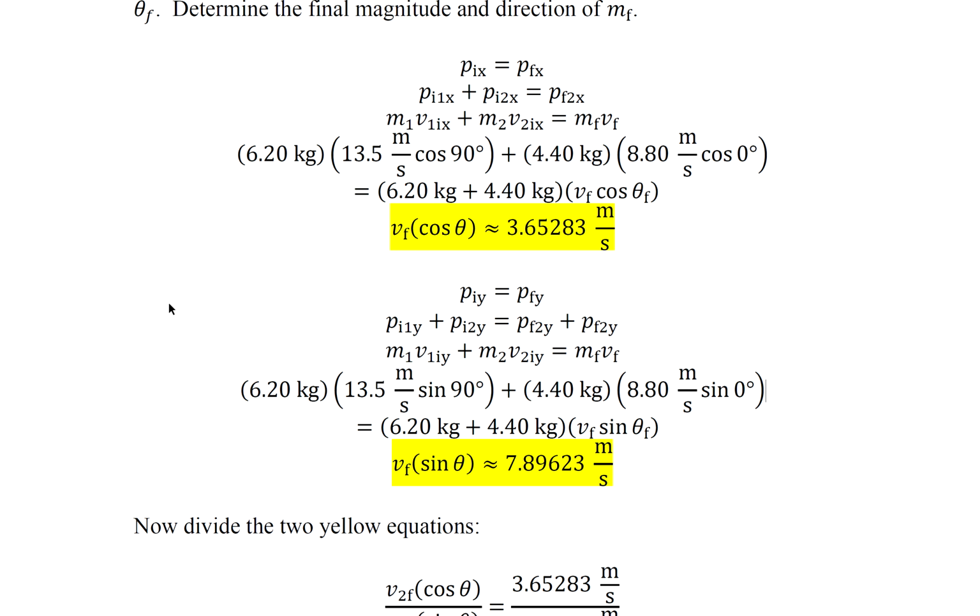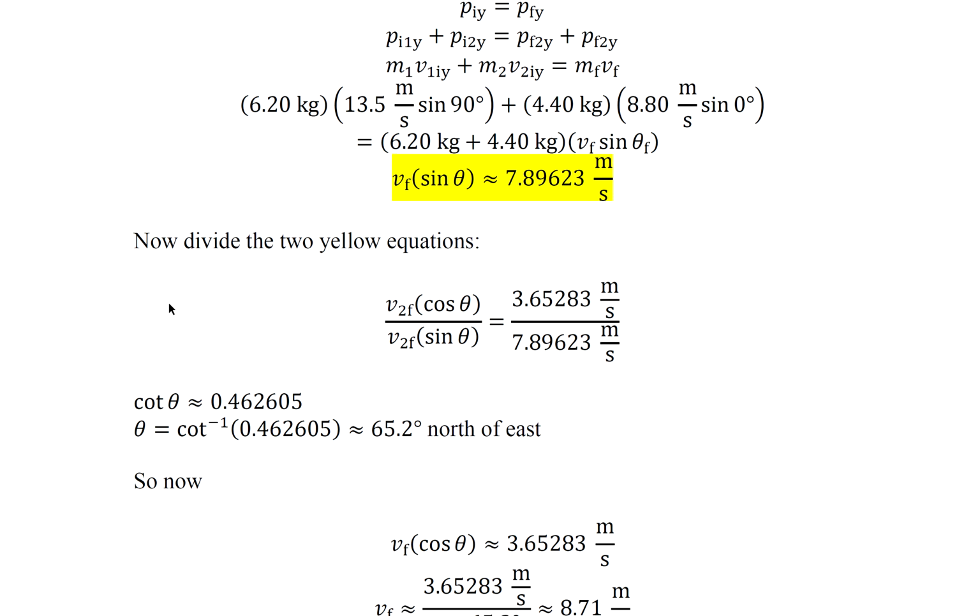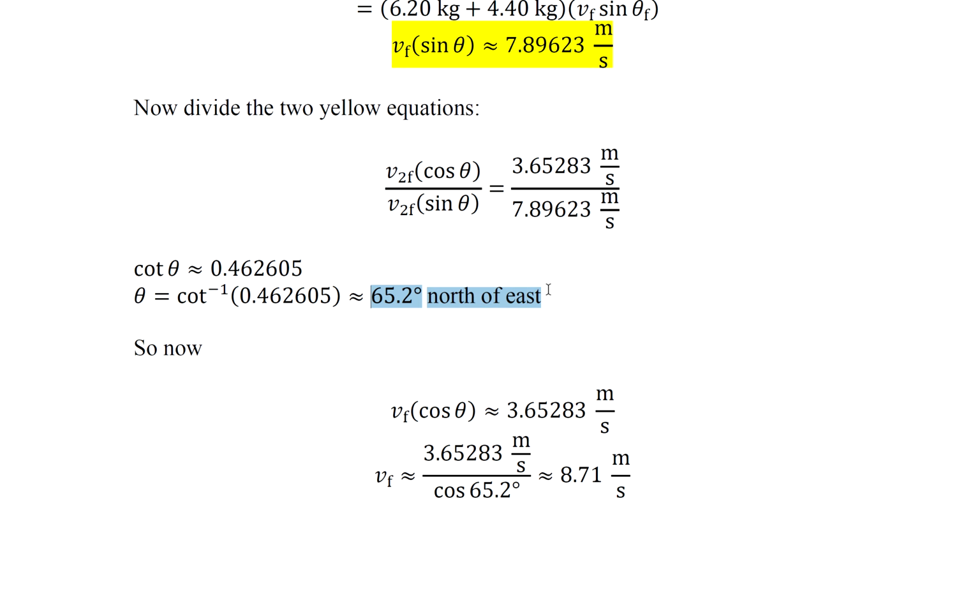And then I have two equations, two unknowns. I'm going to divide the two. Then I could solve for theta. And after I solve for theta, I could substitute back into one of the original yellow equations to solve for V final.